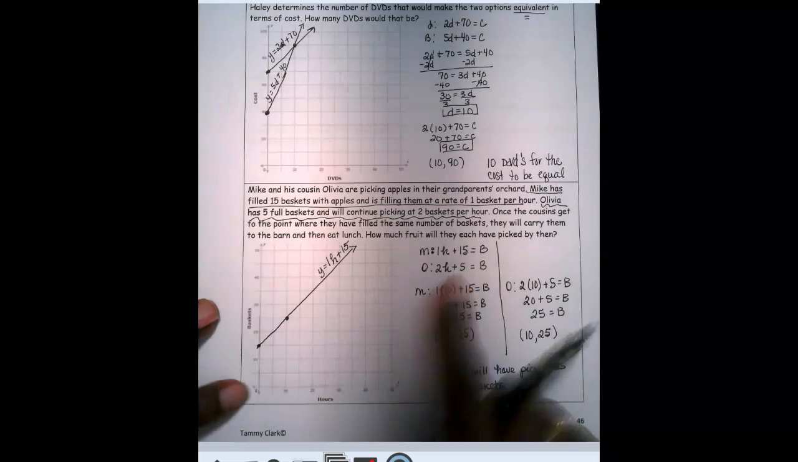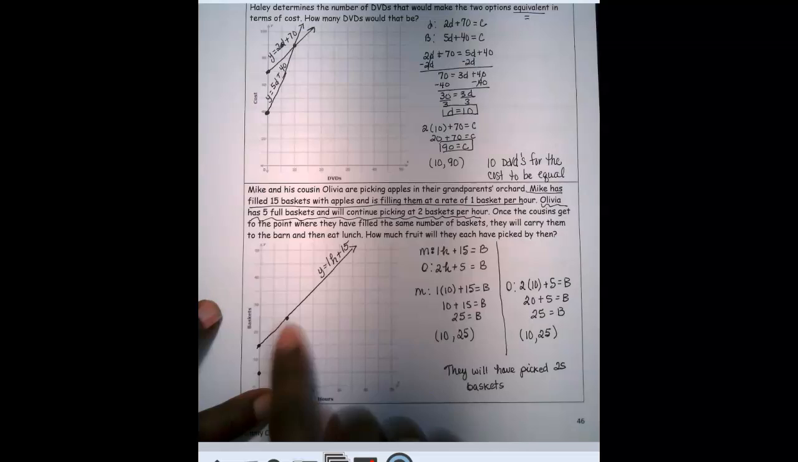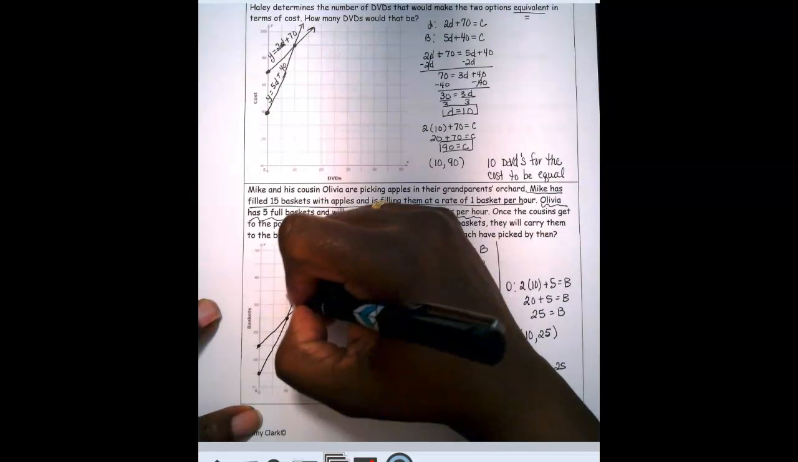And then let's go ahead and graph Olivia. Well, Olivia starts at 5 baskets, way down here. And at 10 hours, she's also picked 25. So hers is going to be a little bit more steep. So hers would be y is equal to 2h plus 5.